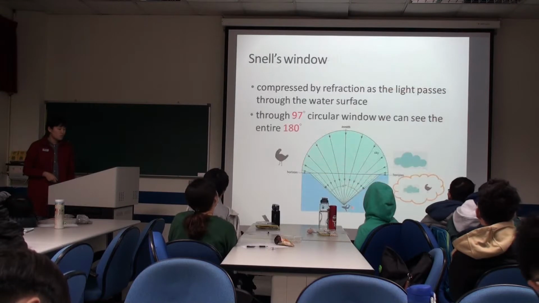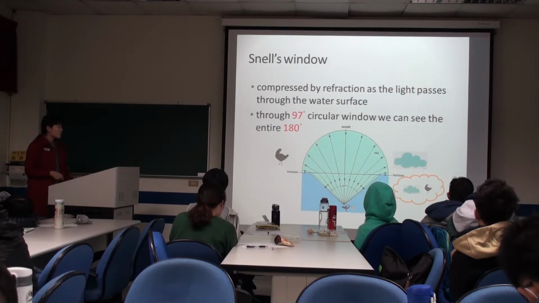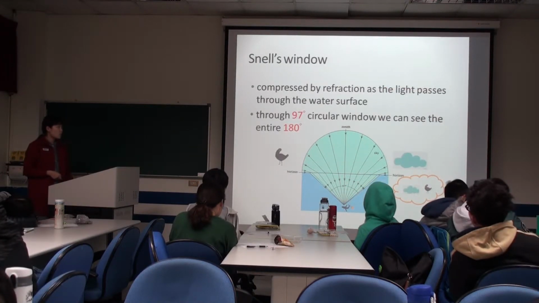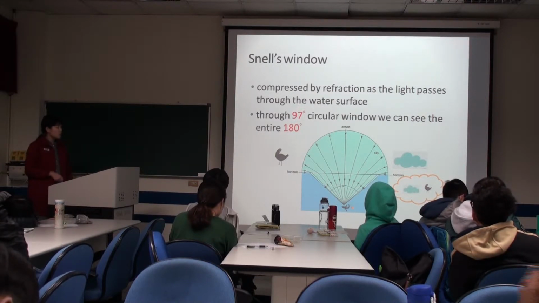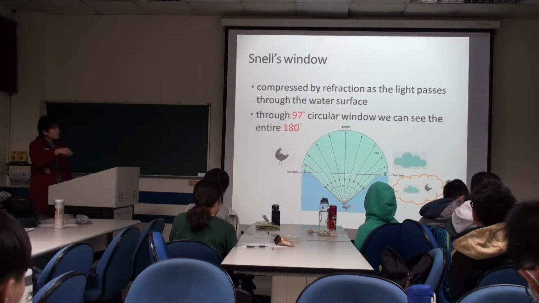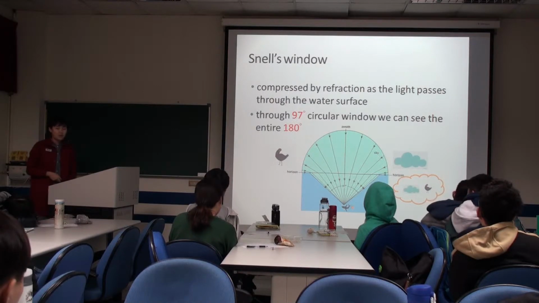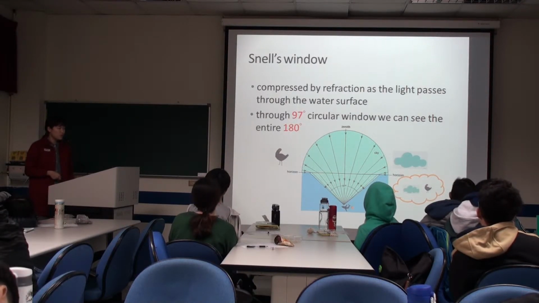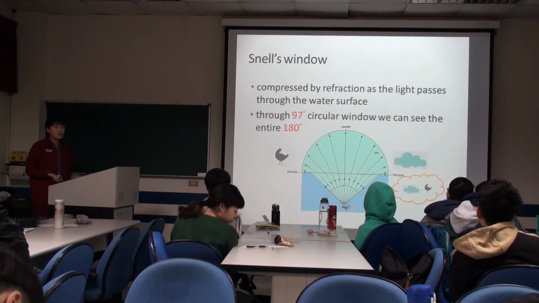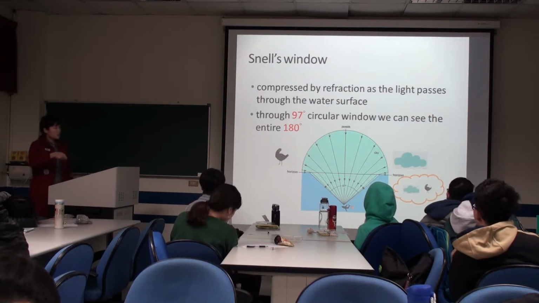And what's Snell's window? In this theory, when the light passes through the water surface, the image is compressed by refraction. So through this 97 degree circle, we can see the entire 180 degrees. That's why the box jellyfish can see the world above the water surface. In other words, you can see whatever is above the surface through this circle.